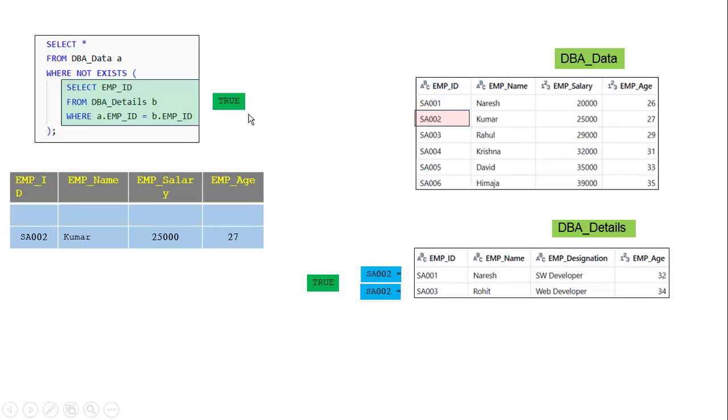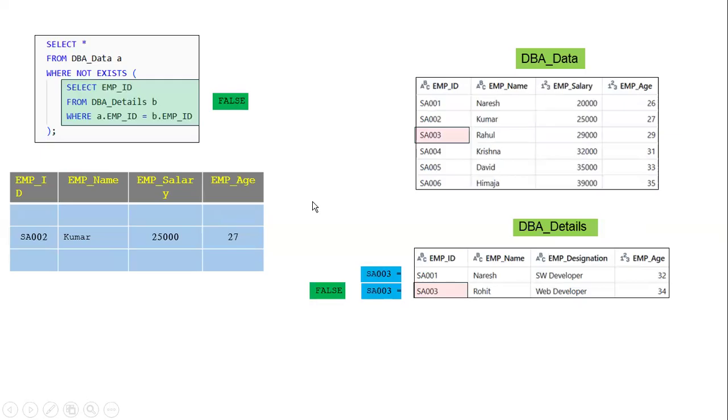Since now we got true, this particular row will get in output. See here, SA002 Kumar 25,027. So here we'll get this output. Next, we'll go for the third record. This record, we are going to compare with all rows of table B.